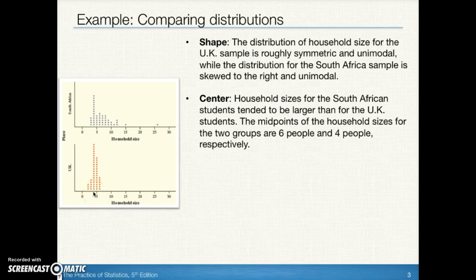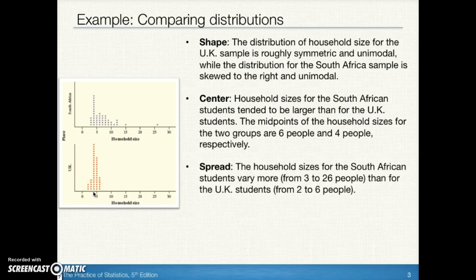A quick note on how he found the midpoint of each of these. So you can count the total number of data points, and the midpoint is the one in the middle. So let's say there were 50 data points and I wanted to find the midpoint. I would count out 1, 2, 3, 4, 5, 6, 7, until I got to 25. That 25 would be my midpoint.